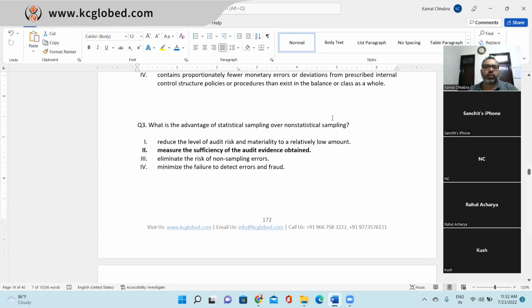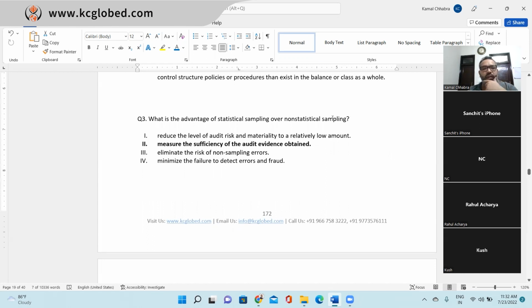Cool. Third question. What is the advantage of statistical sampling over non-statistical sampling? So we discussed the benefit of statistical sampling, right? So it is from there only. Reduce the level of audit risk and materiality to a relatively low amount. Measure the sufficiency of the audit evidence obtained. Eliminate the risk of non-sampling error. Minimize the failure to detect the error and fraud. Does any sampling technique reduce the level of audit risk?